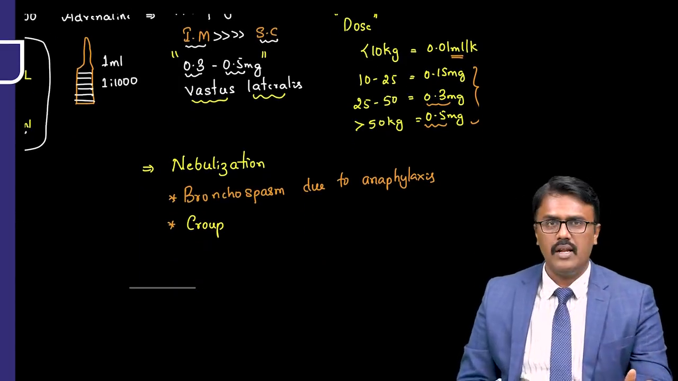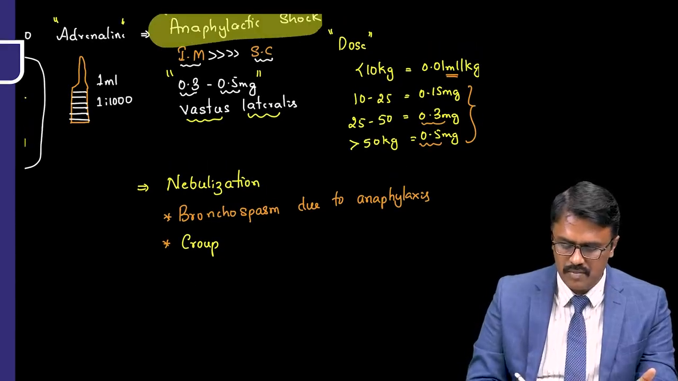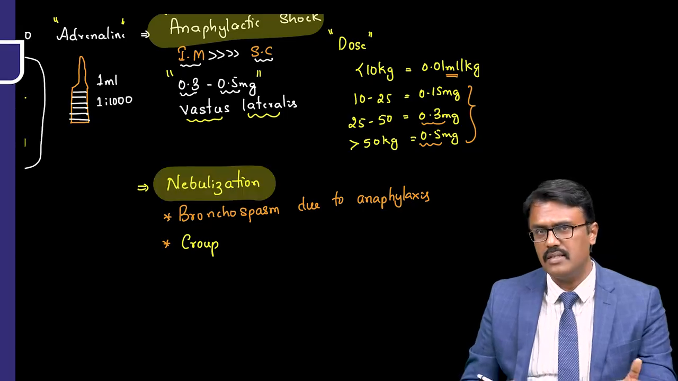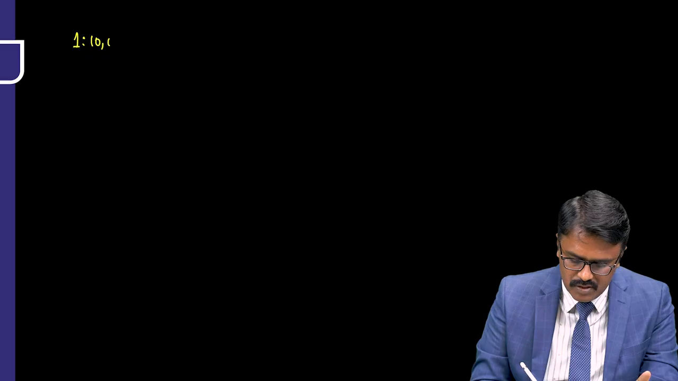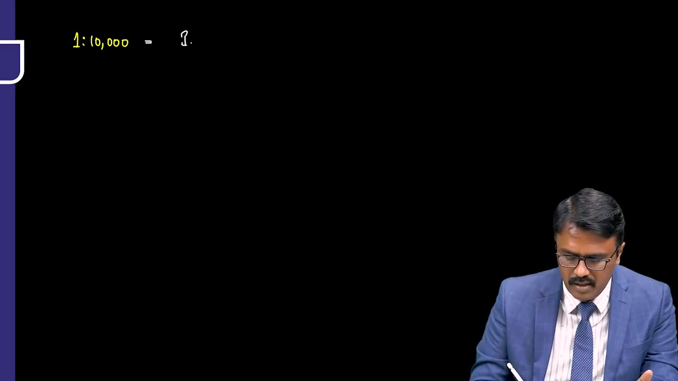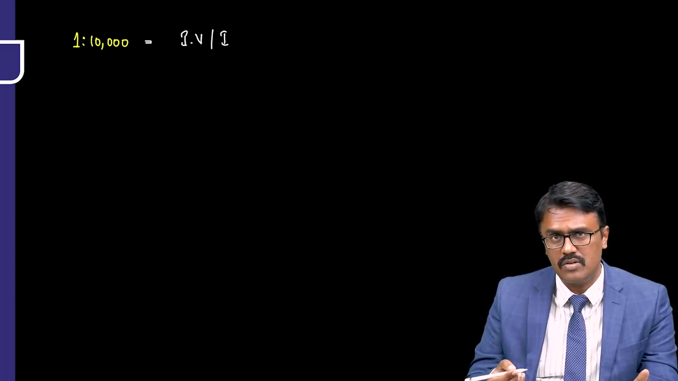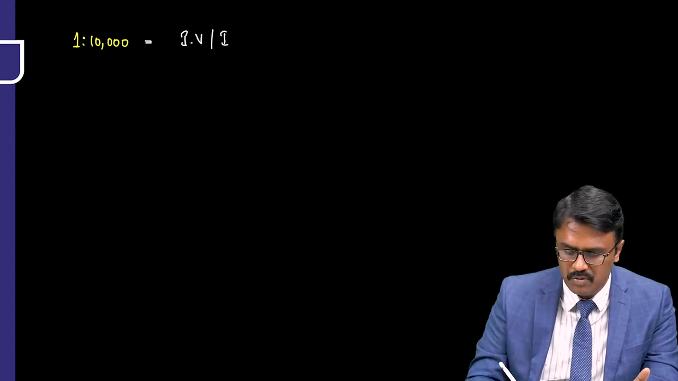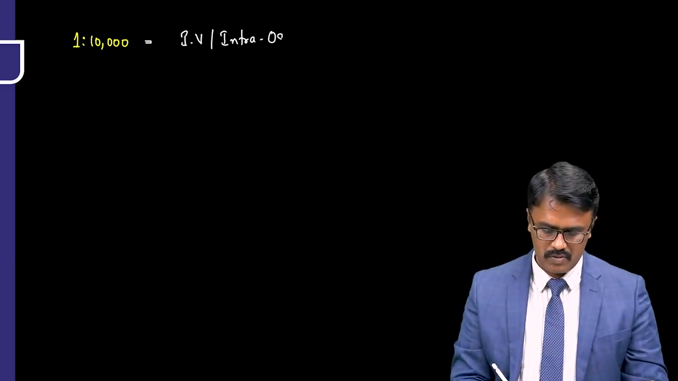So we understood that 1 in 1000 is used in the management of anaphylactic shock and in nebulization in certain conditions. Correct. Now we also dilute it further to 1 in 10,000. We use 1 in 10,000 when we are giving adrenaline IV. Many times we may not get intravenous access, so in an emergency we have to find another route similar to intravenous, which is called the intraosseous route.